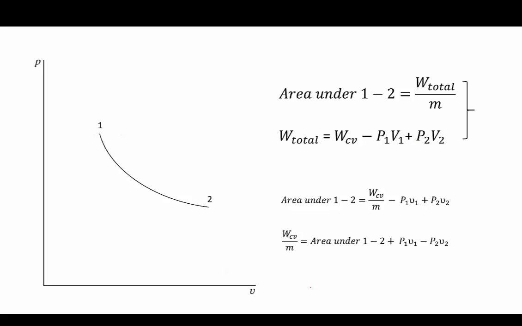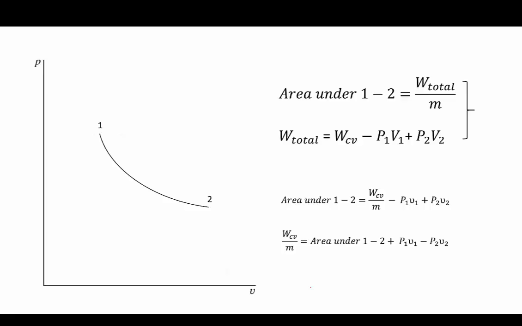Before we move on to Chapter 8, Vapor Power System, there's one thing I want to point out. Let's recall, if you have a P versus nu diagram, for example this one, we have a curve 1 to 2, which is an expansion process because pressure becomes smaller and volume becomes bigger. The area under 1 to 2 is equal to W total per unit mass.